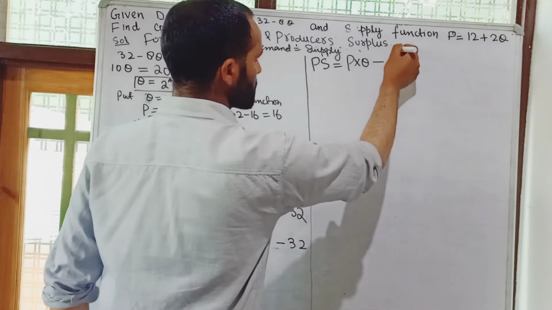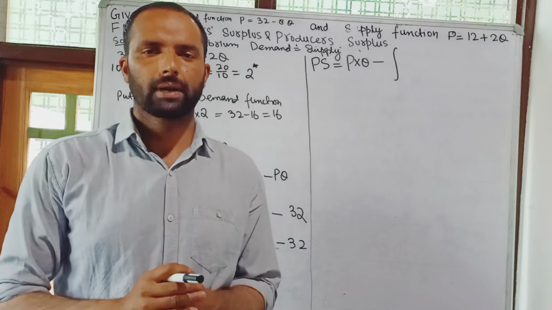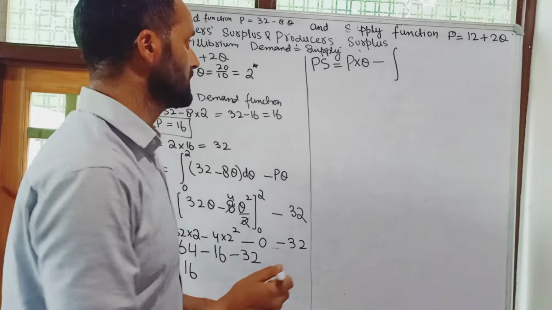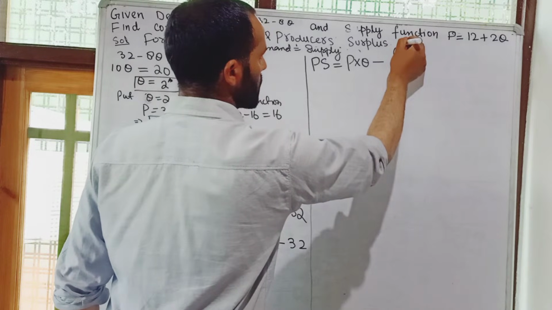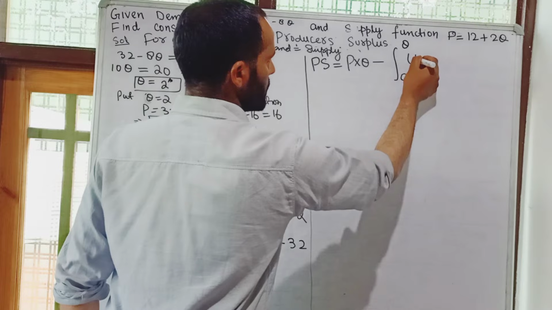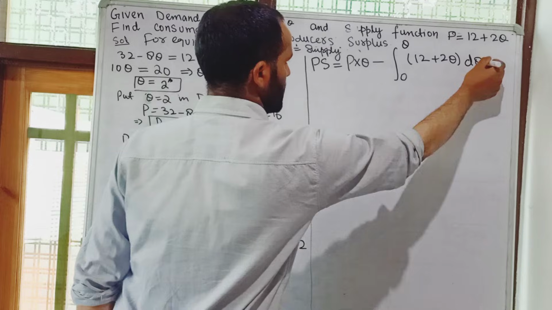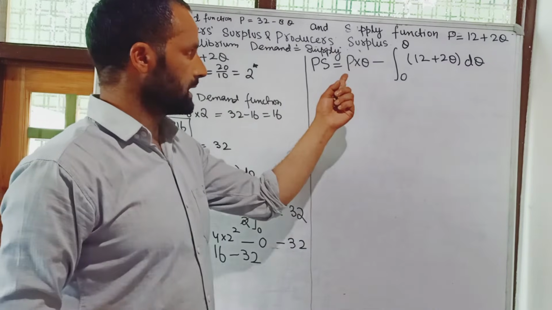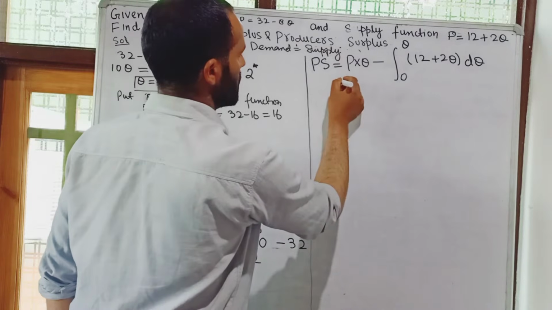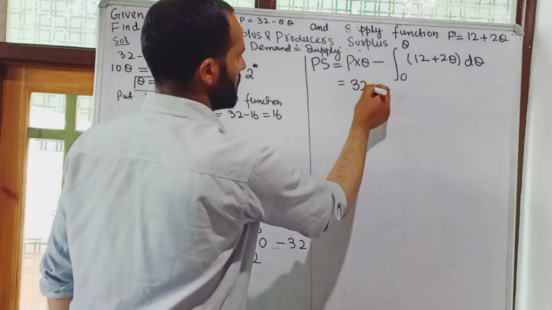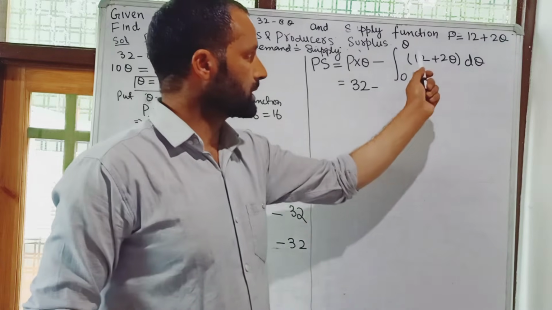minus the price they actually receive, that is integrating the supply function from 0 to the equilibrium quantity, that is 12 plus 2q with respect to quantity. Now this p into q is given us 32, that is 32 minus, now we have to integrate this supply function with respect to q.